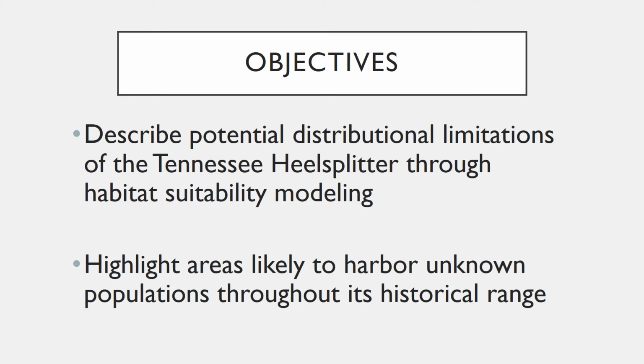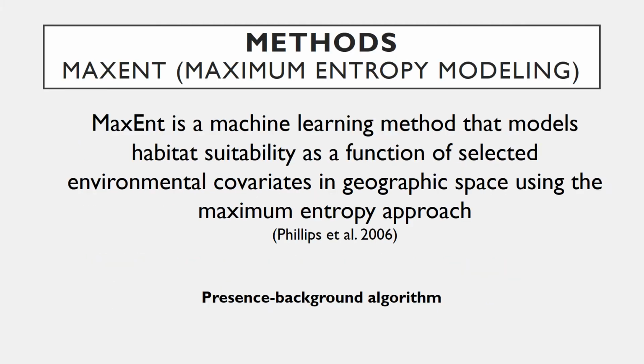And so we were hoping that we could highlight areas likely to harbor unknown populations of the Tennessee Heelsplitter throughout its historical range. To do this, we used maximum entropy modeling, or MaxEnt. This is a presence background algorithm, and while there are certain drawbacks to presence-only modeling, due to the exploratory nature of our objectives and also just a general lack of information regarding detectability of the Tennessee Heelsplitter, we found MaxEnt to be an attractive method for this specific study.